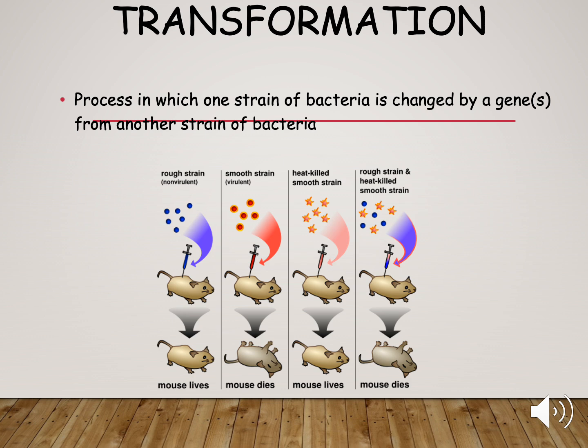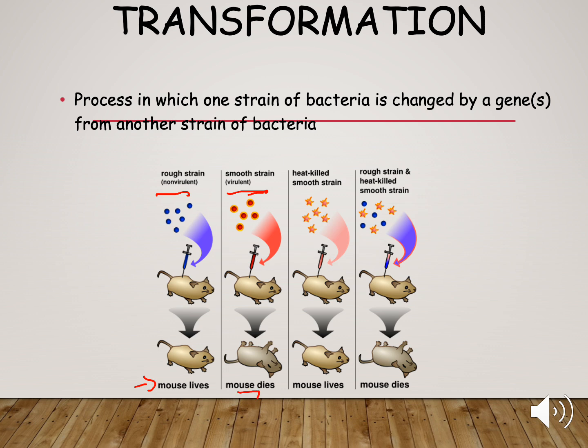His experiment involved looking at bacteria being injected into mice. And what he had was a form of bacteria, but he had two different strains of it. He had a rough strain and then a smooth strain. And when he injected the mice with the rough strain, the mouse was able to survive. It lived. But when he injected the mouse with the smooth strain, he noticed that the mouse died.